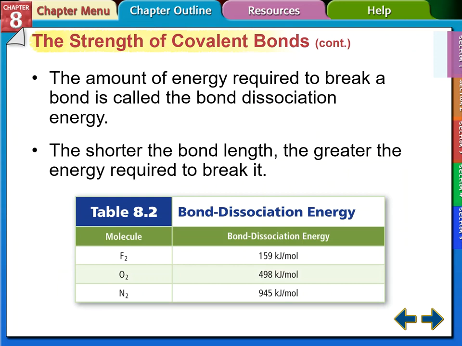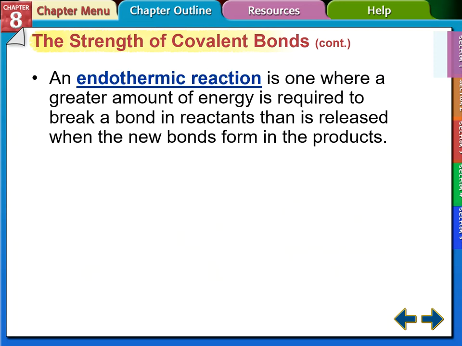Okay, so it takes some energy to break these bonds. That's called the bond dissociation energy. So the shorter the bond length, the greater the energy required to break it, right? The shorter the bond length, the closer those atoms are together, the stronger the bond, the more energy it takes to break it. I have some numbers here for different atoms on how much energy it takes to break them. And you just need to know the numbers. We're not going to do too much with this.